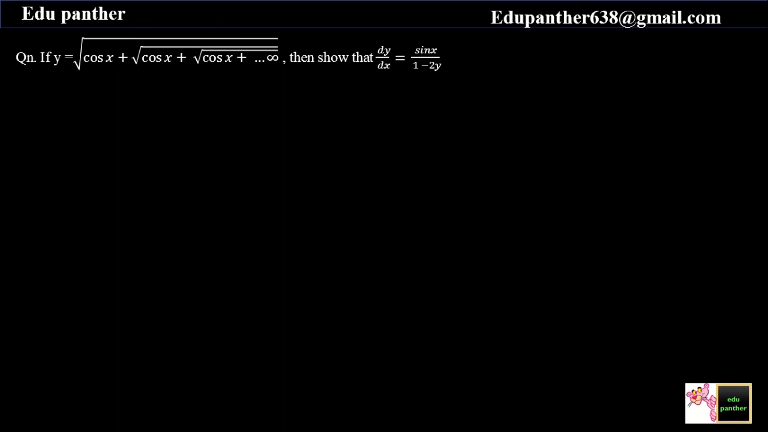Infinite number of terms are here. See, in the previous questions we have solved, and in previous lectures also, all the questions had only a finite number of terms, but here it has an infinite number of terms: cos x plus root of cos x plus root of cos x plus root of cos x. And what do we have to prove here? We have to prove that dy by dx is equal to sin x upon 1 minus 2y.